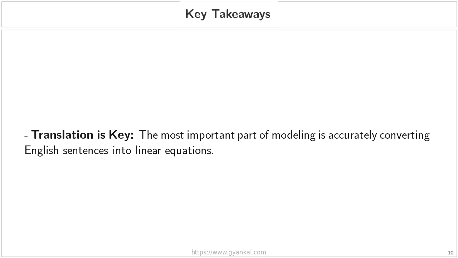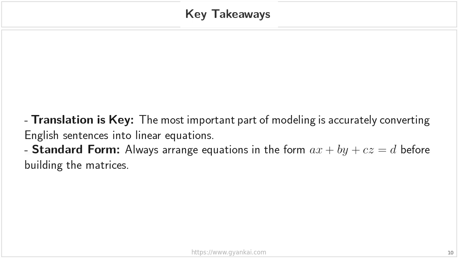Second, always aim for standard form. Before you even think about constructing your matrices, make sure you have arranged your equations so that the variables are in the same order in every line, specifically in the form of a coefficient times x, plus a coefficient times y, plus a coefficient times z, equals a constant. This prevents the alignment errors we discussed in our common mistakes slide.